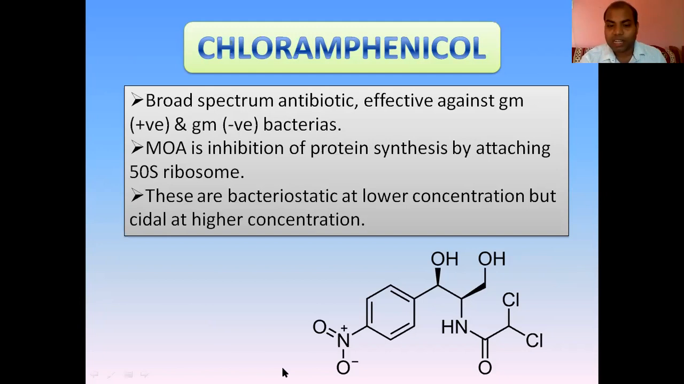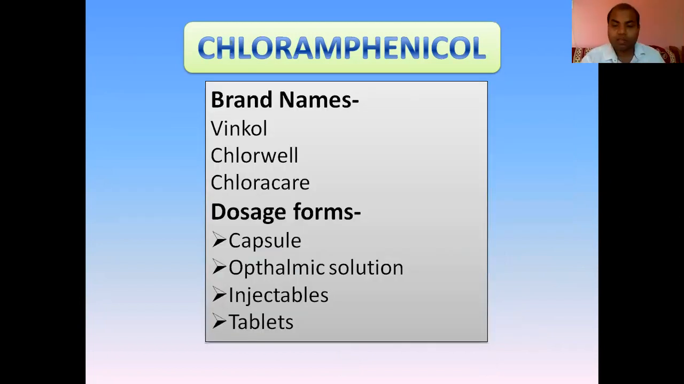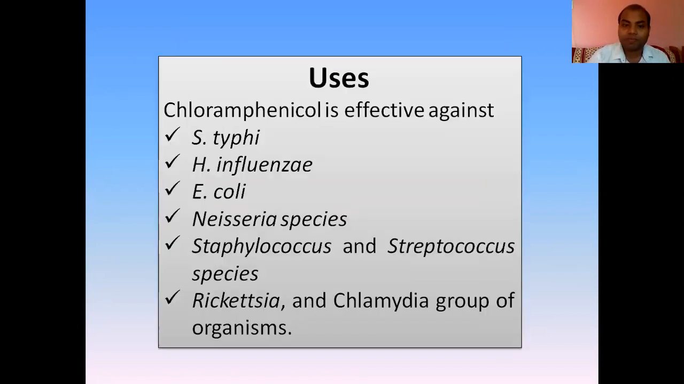So look at the structure. The nitro group present in chloramphenicol, this is benzene, this is nitrobenzene. This represents the bitterness of chloramphenicol along with its bacterial activity. Chloramphenicol is available under brand names Vincol, Chlorwell, Chlorcare. It is available in the dosage forms of capsule and injectables, and also as an ophthalmic preparation, an ophthalmic solution, because it is useful in conjunctivitis also. It is available in tablet also.